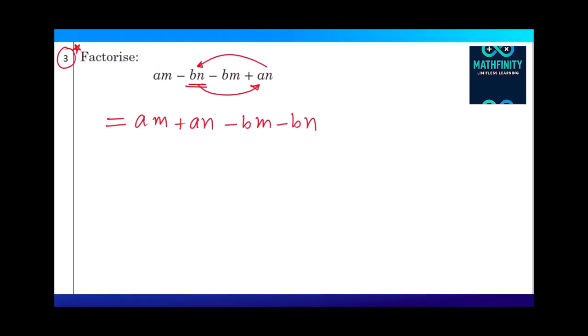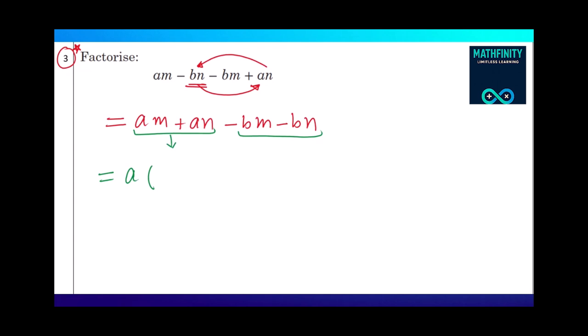And now we will form the pairs. From the first pair, what is common, and from the second pair? We can see from the first pair a is common. What we have to write inside the bracket: m plus n.